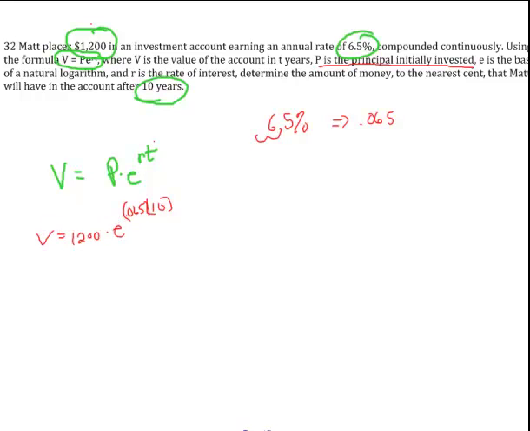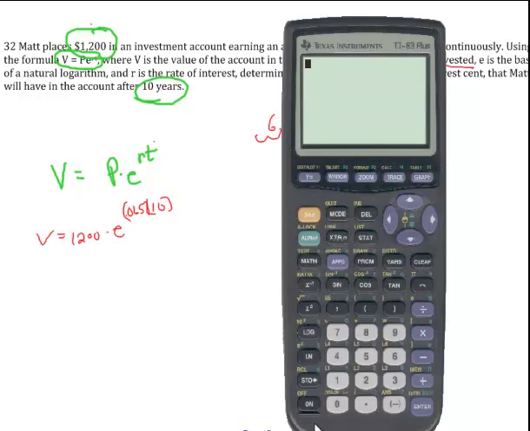And now to figure out V, I just put that all on the calculator. 1200 times e, which is right here above the division sign, raised to the 0.065 times 10. So I would have in my account after 10 years $2,298, and then I have to round that to the nearest cent, which is 65 cents.